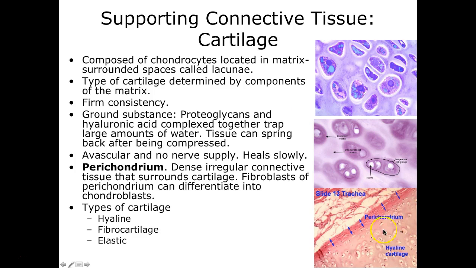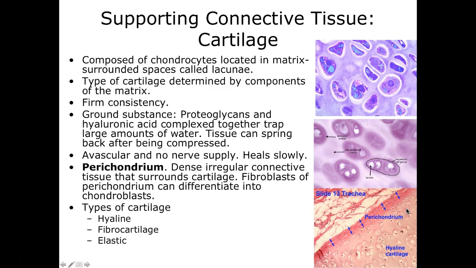And surrounding our cartilage, we are going to have a perichondrium. So that's what you see pictured over here. This is made up of dense, irregular connective tissue, and we will have our fibroblasts that can differentiate and become our chondroblasts to help secrete more cartilage matrix here.